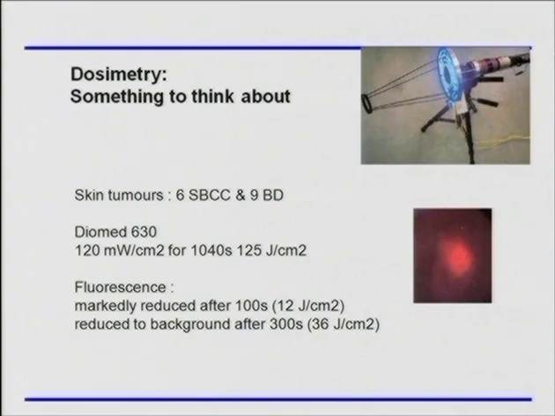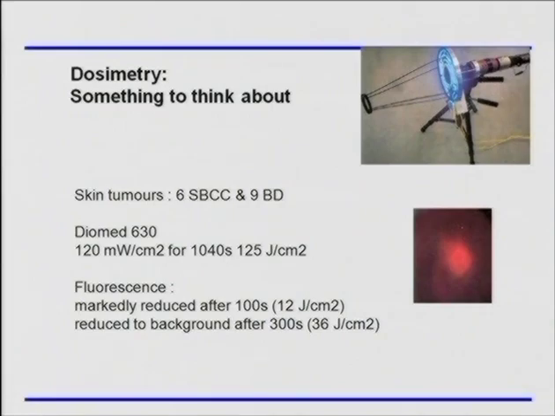And we did some work on skin tumours: 6 superficial BCCs, 9 Bowen's disease. We were using the Diomed, 120 milliwatts. That was giving us 125 joules, which was our treatment dose at that time. I know it's quite high. That's the sort of picture you get from the camera. That's the fluorescence from the tumour.